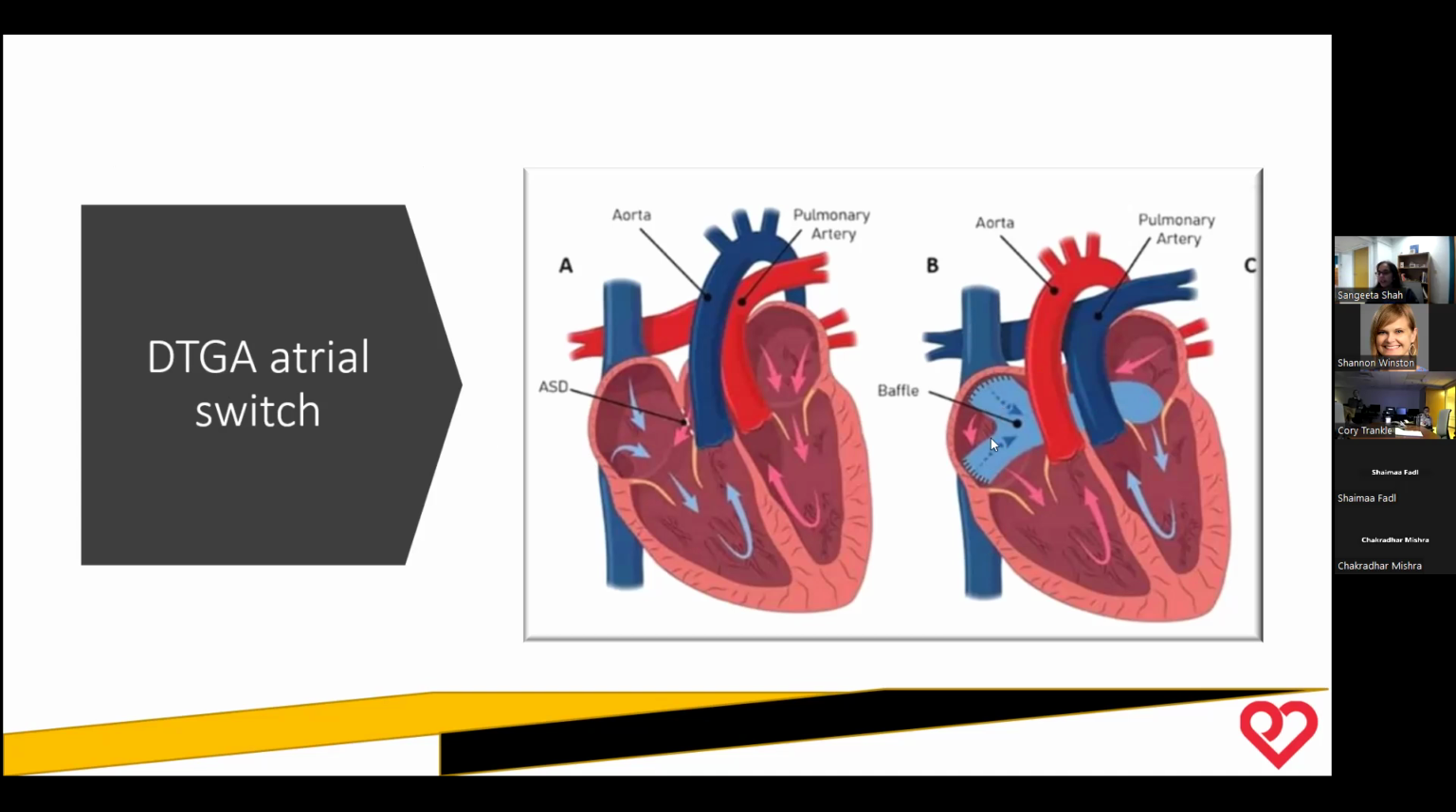So your SVC flow, your IVC flow is going to come across, go through the atrial septum, and go to the mitral valve. Posterior to this, the pulmonary veins will come behind this and go through the tricuspid valve out the aorta. So that's how you become pink.